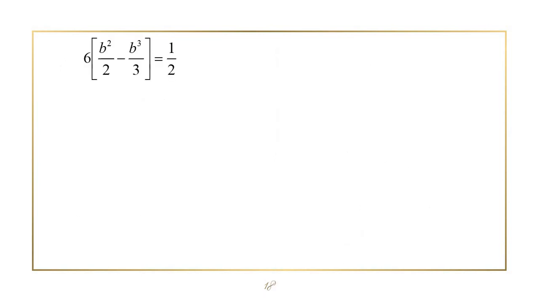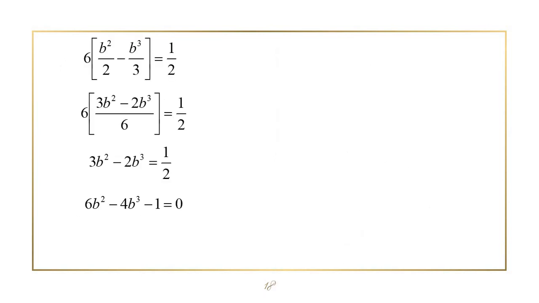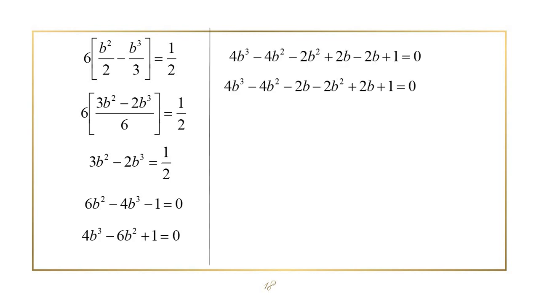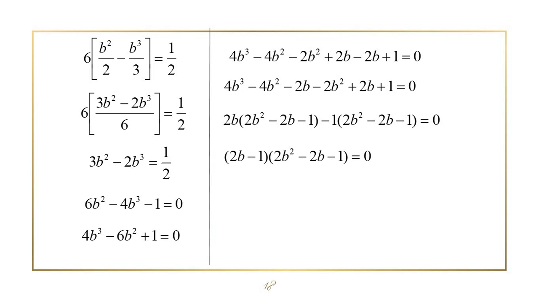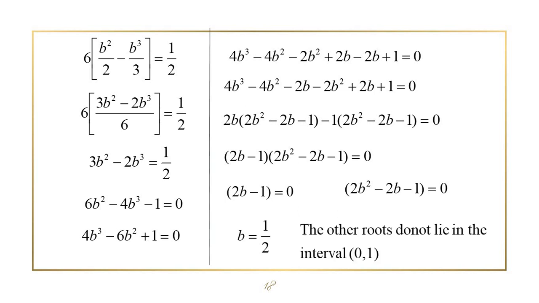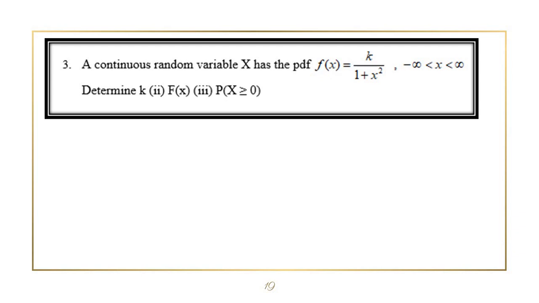After substituting the limits and solving further, you will get a cubic equation. Here you have two factors: 2 minus b equal to 0, or 2b square minus 2b minus 1 equal to 0. After solving this you get 1 by 2, but the other roots do not lie in the interval 0 to 1. Therefore, the value of b is 1 by 2. Now let us proceed with the third question.